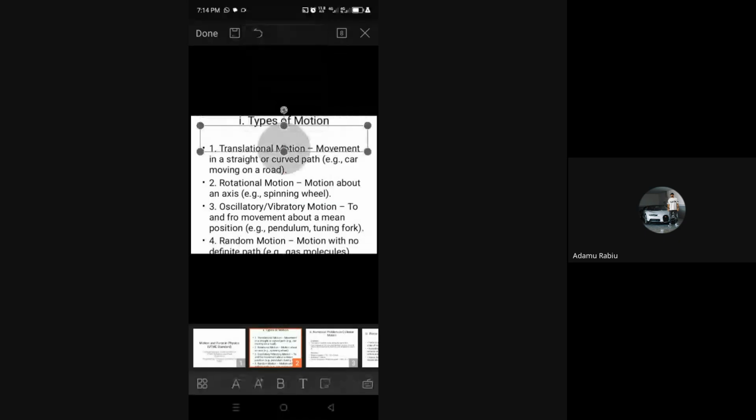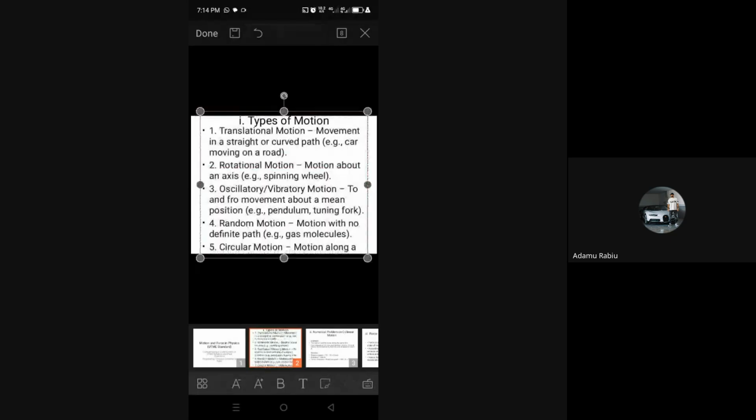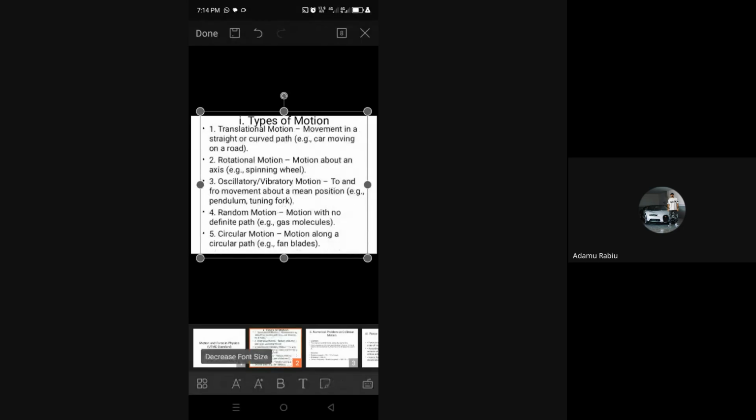And an example of a body or matter that undergoes such motion is gas. Gas is random in movement. It does not have any path. It can move in any direction. So that is random motion. Then circular motion. Motion along a circular path, e.g., fan blades. Something continues to move in a circular form.